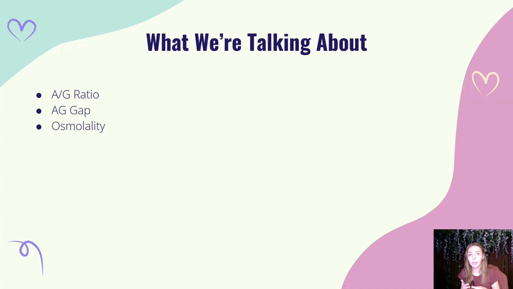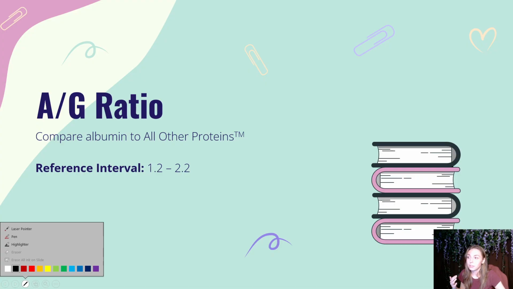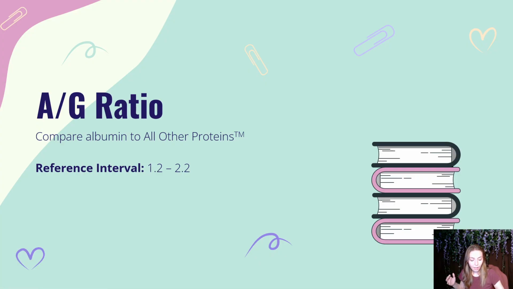You won't necessarily have to know how to do the calculations, but you should at least be able to look at them and see them and know what they are. So let's go ahead and get started. First and foremost, what is our AG ratio? Our AG ratio is essentially a comparison of albumin to all other proteins.